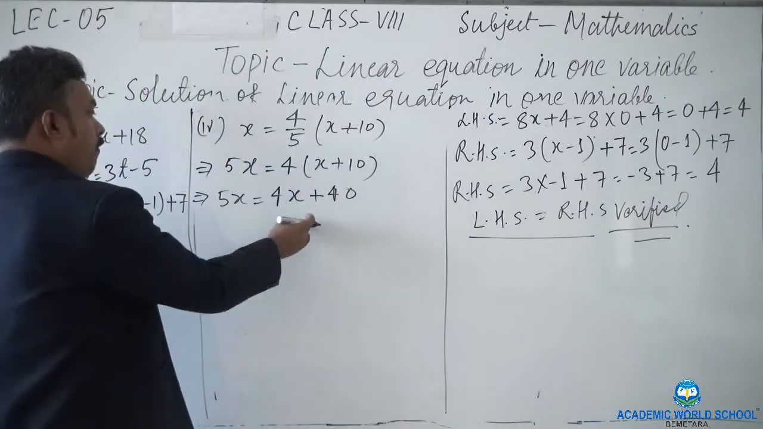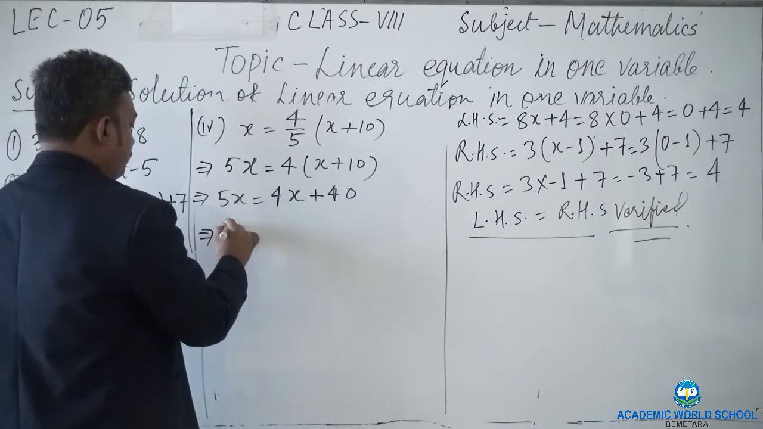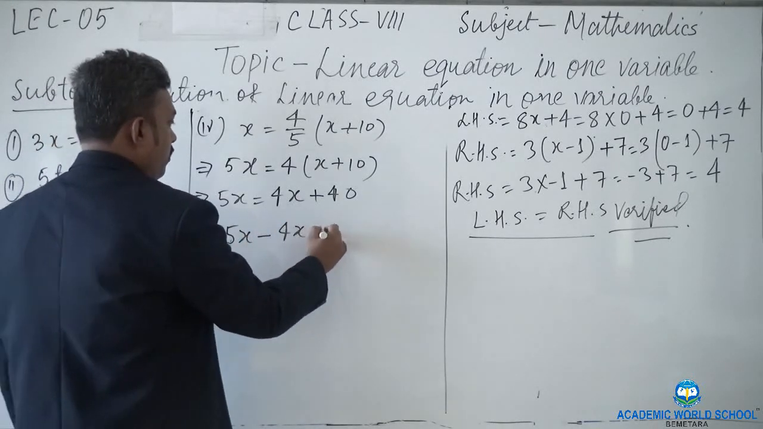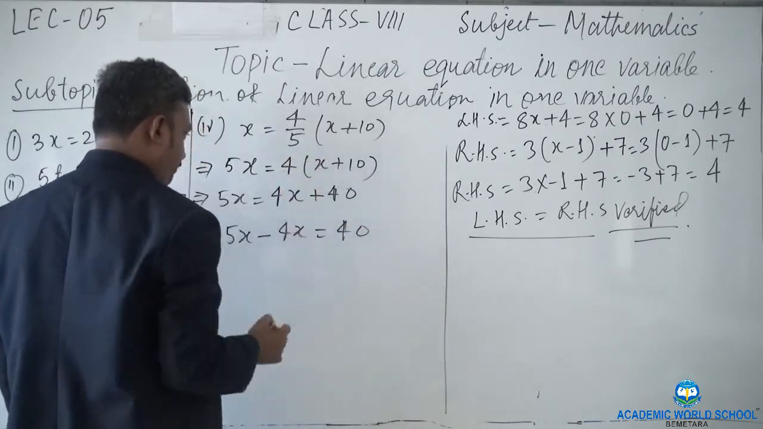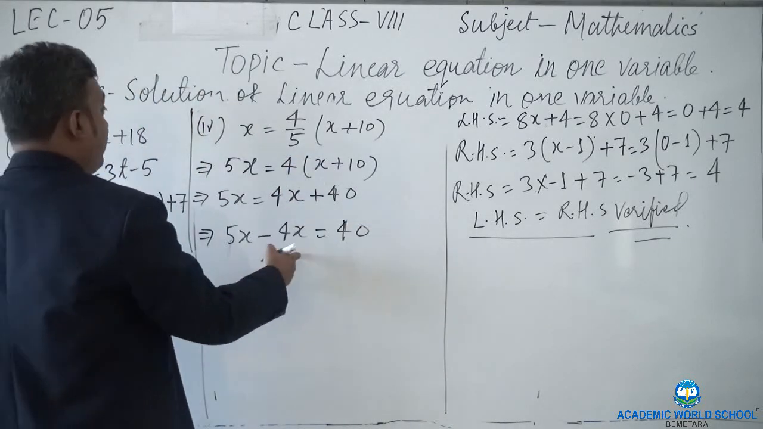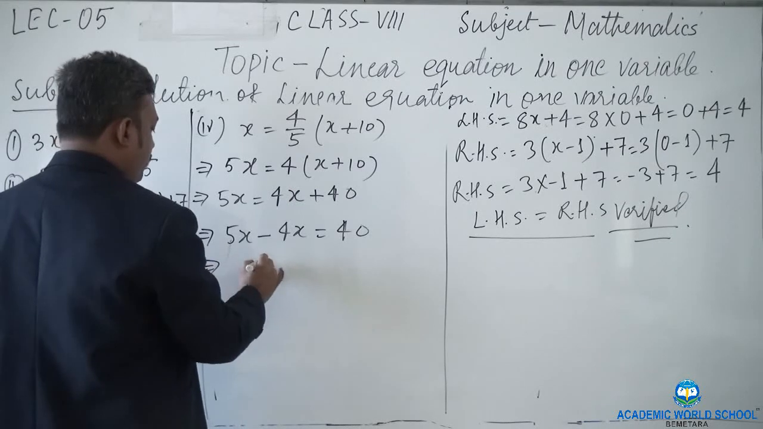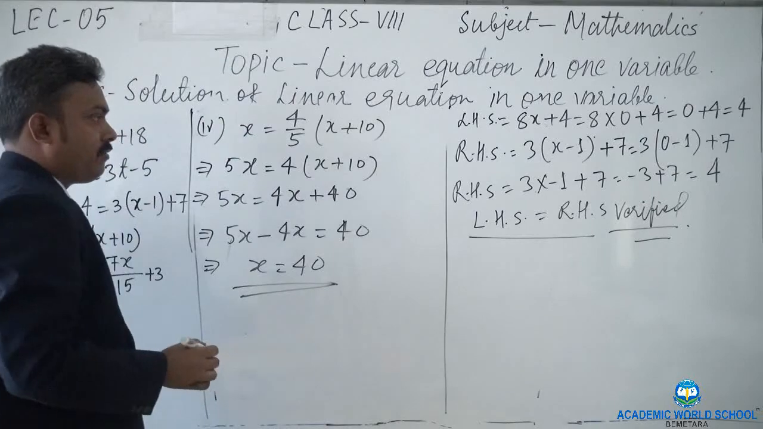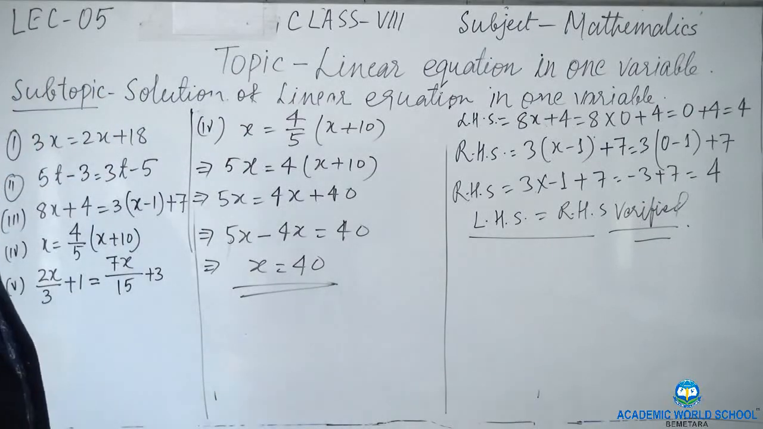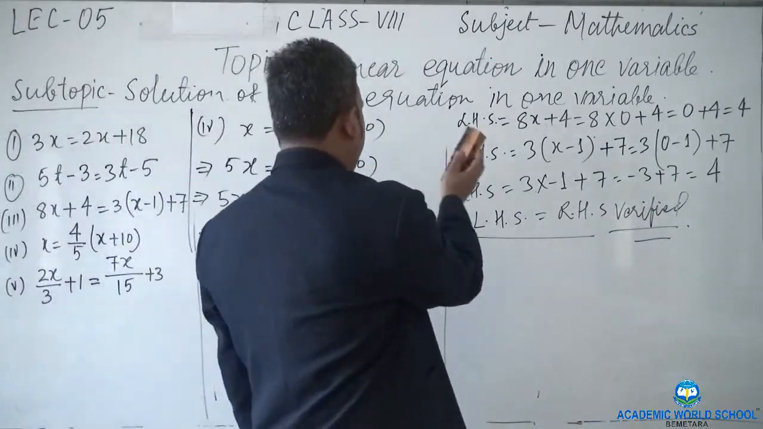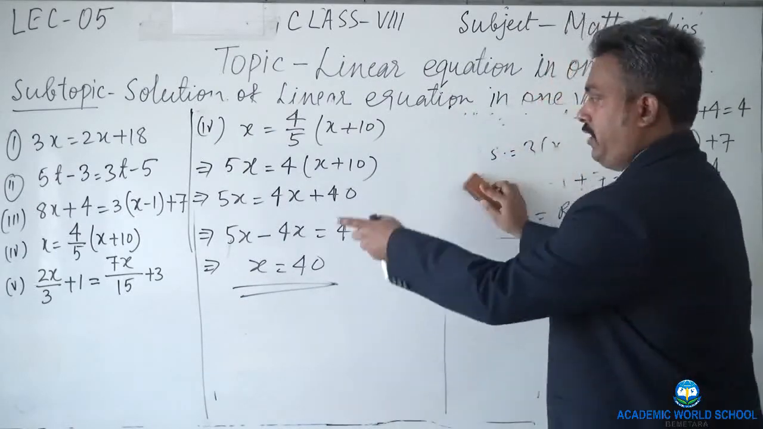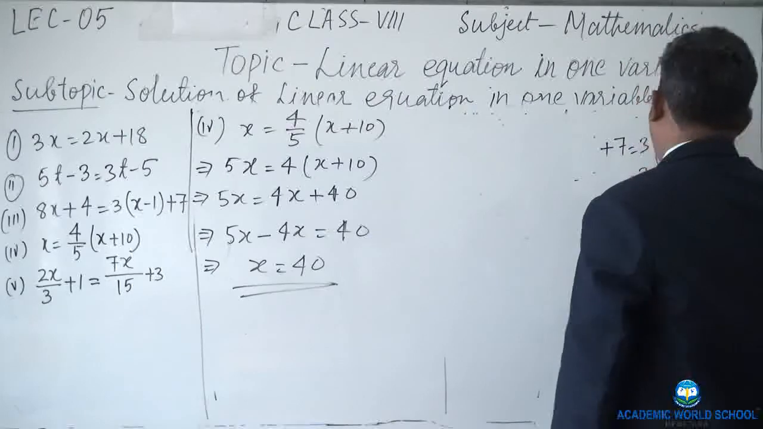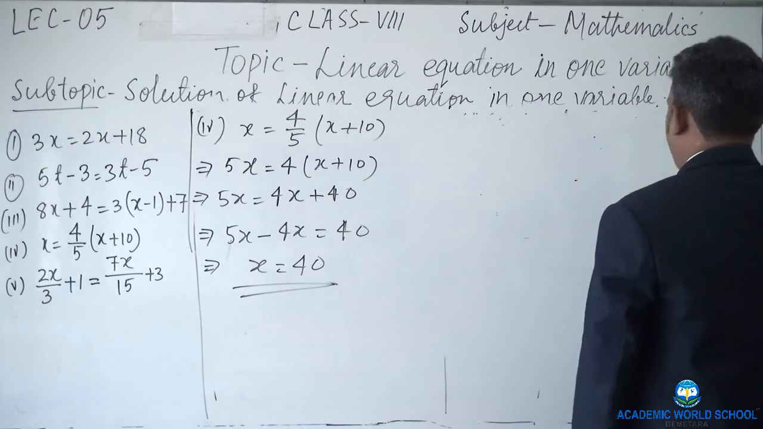This 4x we will bring to the left side. So the right side it is in plus, the left side will be in minus. Now 5x minus 4x will be 1x, or we just write x equal to 40. Right? You can verify by yourself, putting the value in the left side as well as the right side. Okay.